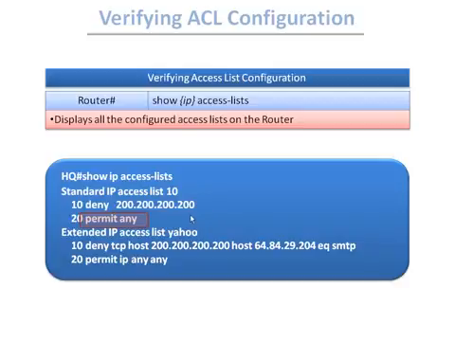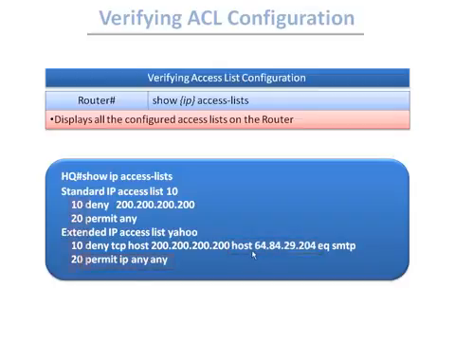Also, we have another access list, which is an extended and named access list with the name Yahoo, that is blocking SMTP traffic from 200.200.200.200 to 64.84.29.204, which is the Yahoo server, and then permits all other kinds of traffic.